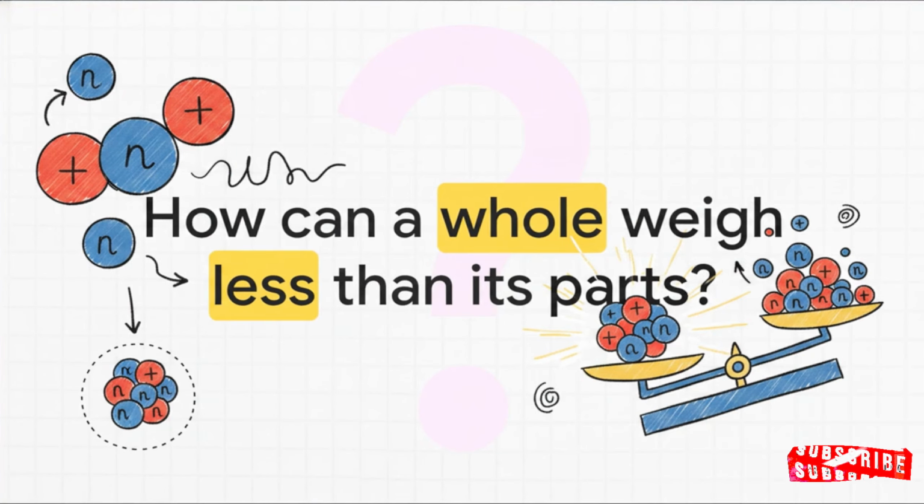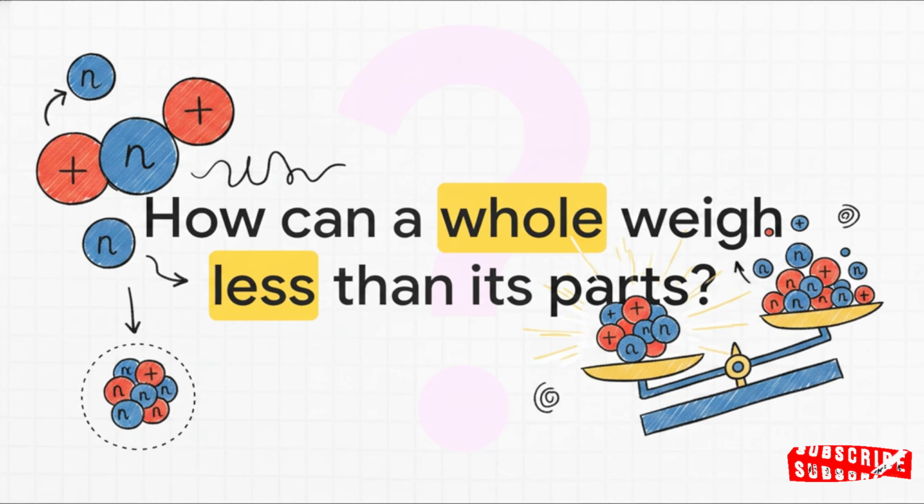Now, we've got this incredibly dense pinhead of a nucleus, right? And it's packed tightly with positive protons. But this brings us to a massive structural problem. Let me pose a little scientific mystery to you. How can a whole weigh less than the sum of its individual parts?